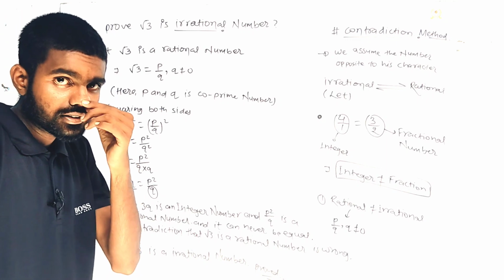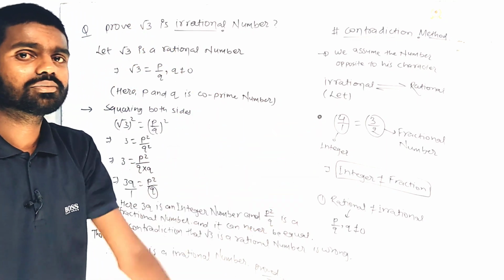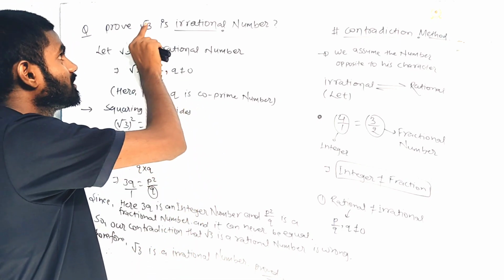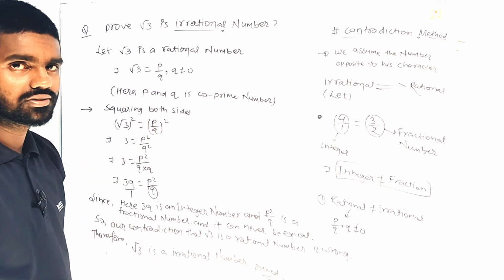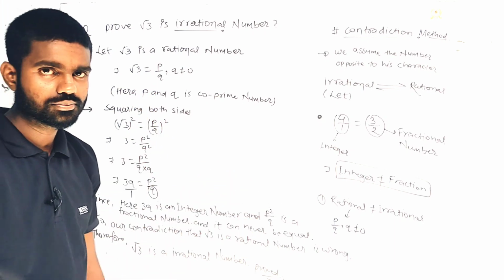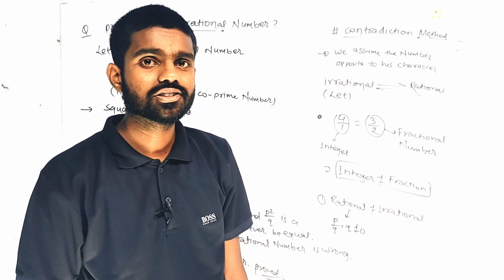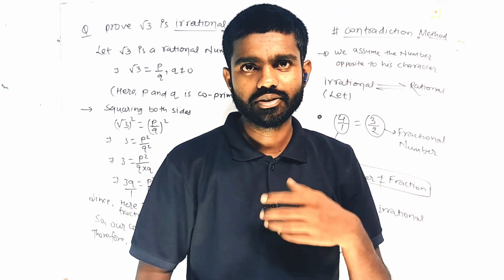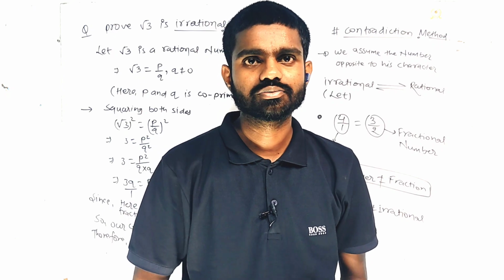If the question says prove root 2 is an irrational number, then we have to do nothing. We just erase the 3 and write 2 everywhere. It will be the proof that root 2 is an irrational number. If the question says root 5, then it is easy. Root 7 will also be easy. Okay, so hopefully you are getting my point.